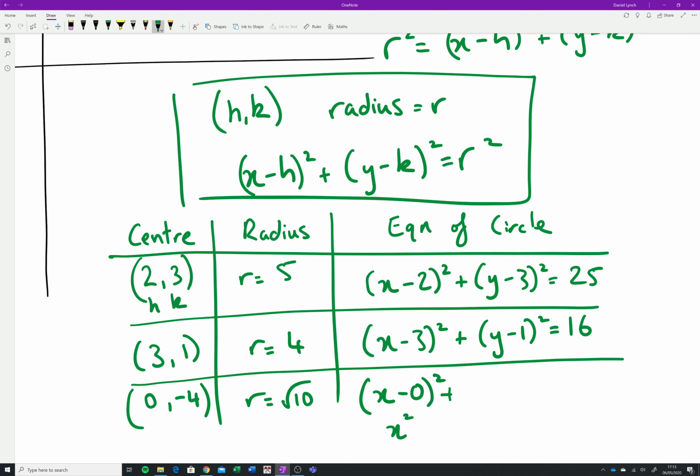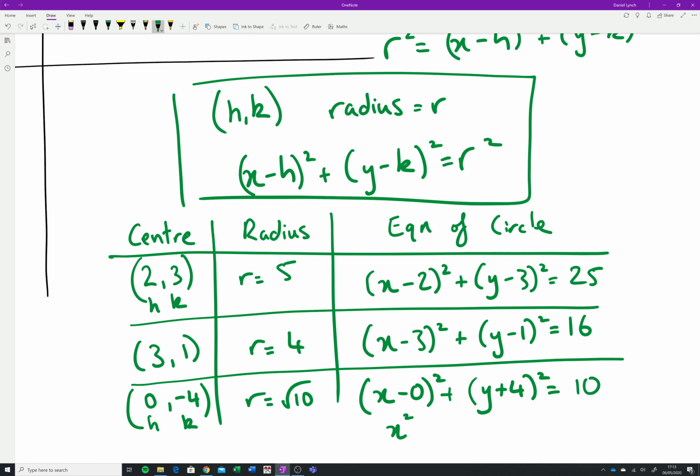Added to that is going to be y. Now, what are we meant to do? Remember, it's h and it's k. It's meant to be y minus k. Now, k is minus 4, so minus k is plus 4. Hopefully you saw that coming. And it's equal to the radius squared. That is just 10. It's root 10 when squared, just 10.